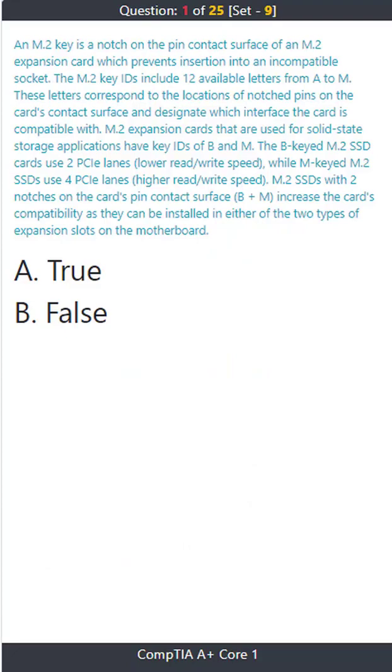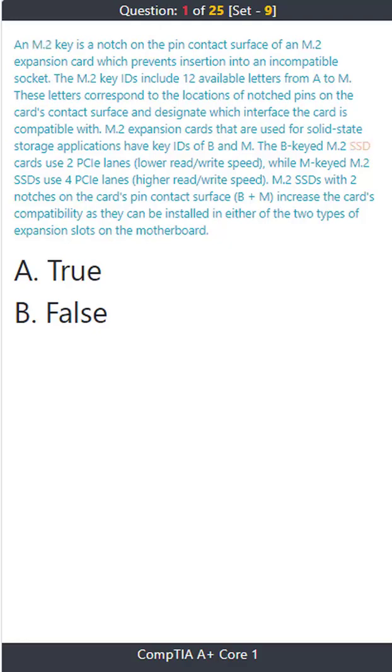Question 1. An M.2 key is a notch on the pin contact surface of an M.2 expansion card which prevents insertion into an incompatible socket. The M.2 key IDs include 12 available letters from A to M. These letters correspond to the locations of notched pins on the card's contact surface and designate which interface the card is compatible with. M.2 expansion cards that are used for solid-state storage applications have key IDs of B and M.